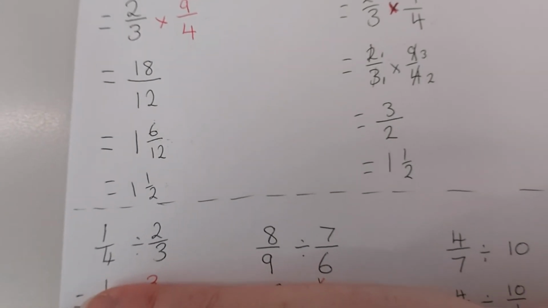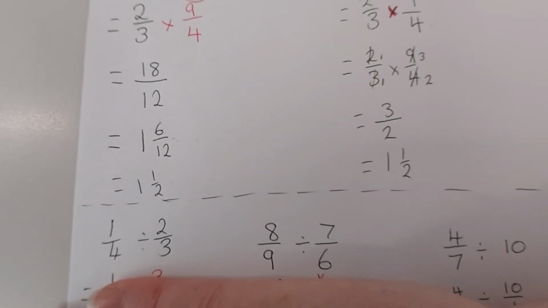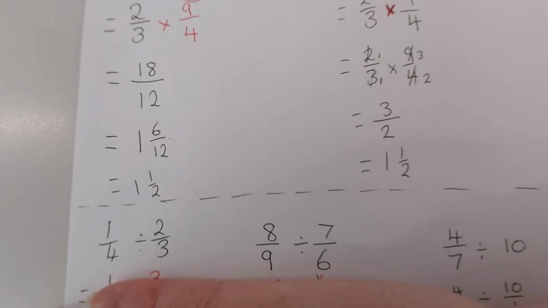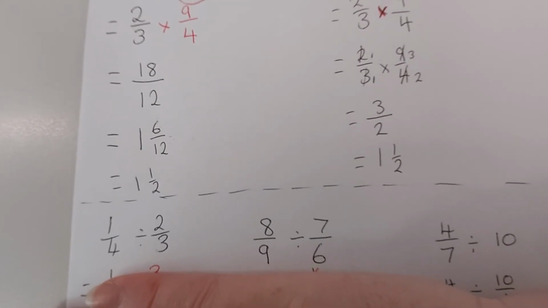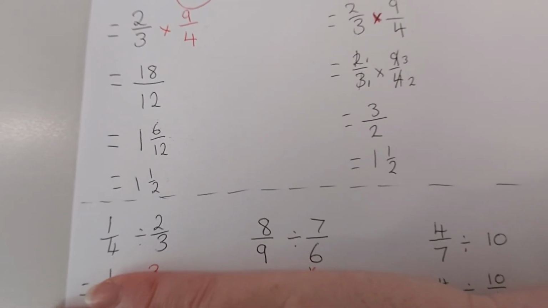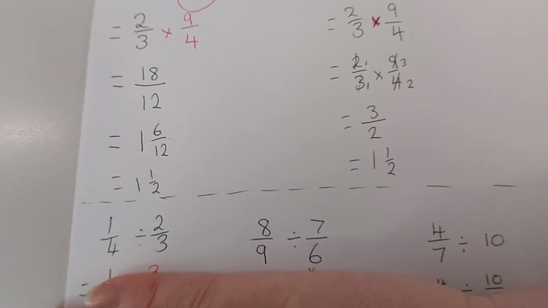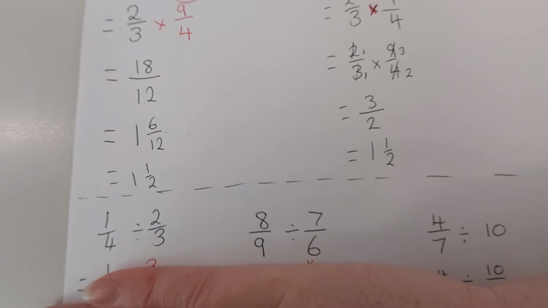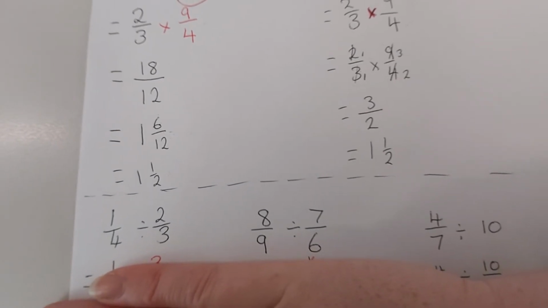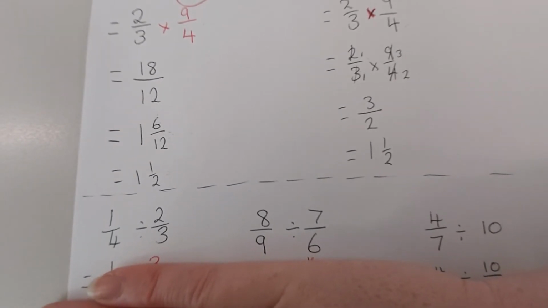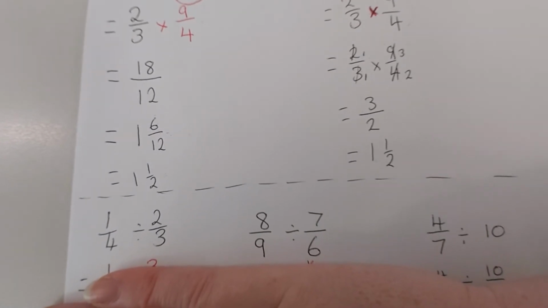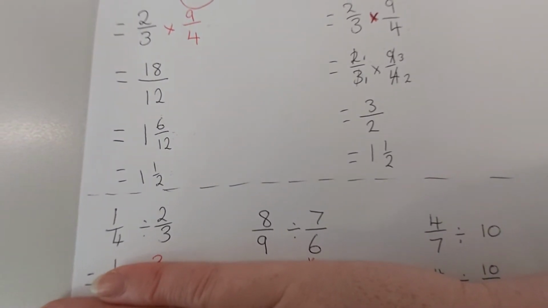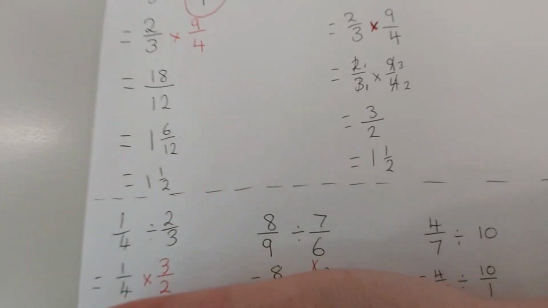Okay, so 1/4 divided by 2/3, 8/9 divided by 7/6, and 4/7 divided by 10. Can you write those 3 questions down? Pause this movie and have a go at doing them yourselves.